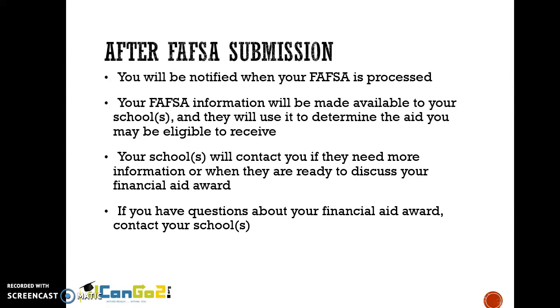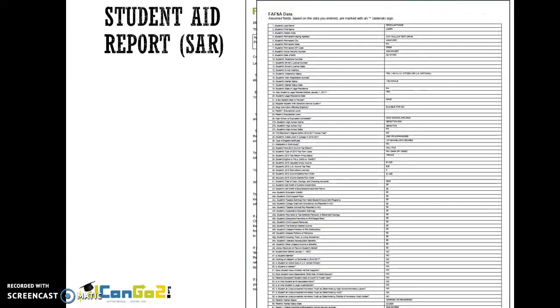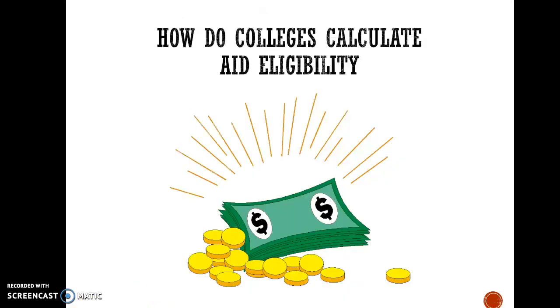If you have questions in regards to your financial aid award, please contact the school directly and ask them your questions. You will also receive your student aid report, which the financial aid office will call a SAR. And this is what it looks like. I know it's small, but it will look like this. You will see all of the information that you put into your FAFSA form, and if there's anything that needs to be corrected, please do so.